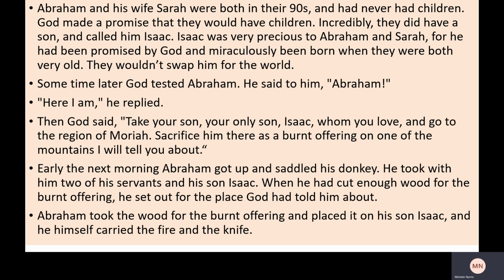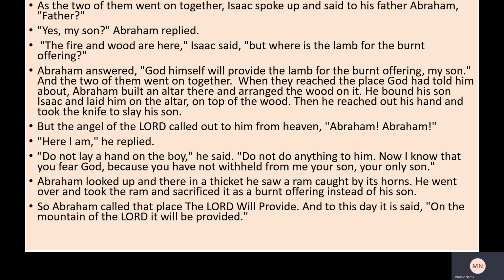Early the next morning, Abraham got up and saddled his donkey. He took with him two of his servants and his son Isaac. When he'd cut enough wood for the burnt offering, he set out for the place God had told him about. Abraham took the wood for the burnt offering and placed it on his son Isaac, and he himself carried the wood and the fire. As the two of them went on together, Isaac spoke up and said to his father, "Abraham, Father?" "Yes, my son," Abraham replied. "The fire and wood are here," Isaac said, "but where is the lamb for the burnt offering?" Abraham answered him, "God himself will provide the lamb for the burnt offering, my son." And the two of them went on together.